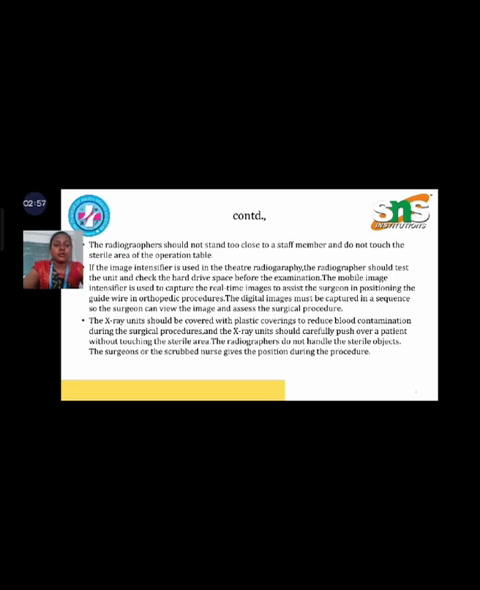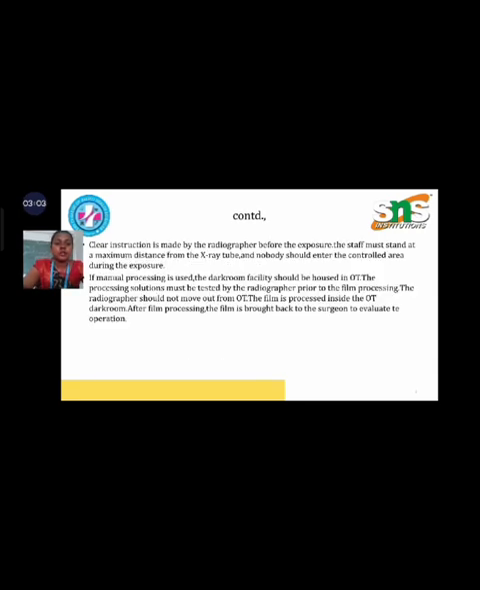The radiographers do not handle the sterile objects. The surgeons or the scrubbed nurse gives the position during the procedure. Clear instruction is made by the radiographer before the exposure. The staff must stand at a maximum distance from the X-ray tube and nobody should enter the controlled area during the exposure. If manual processing is used, the darkroom facility should be housed in the OT.